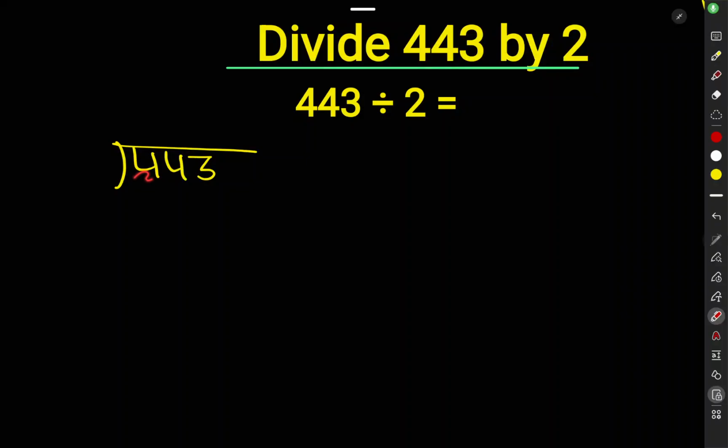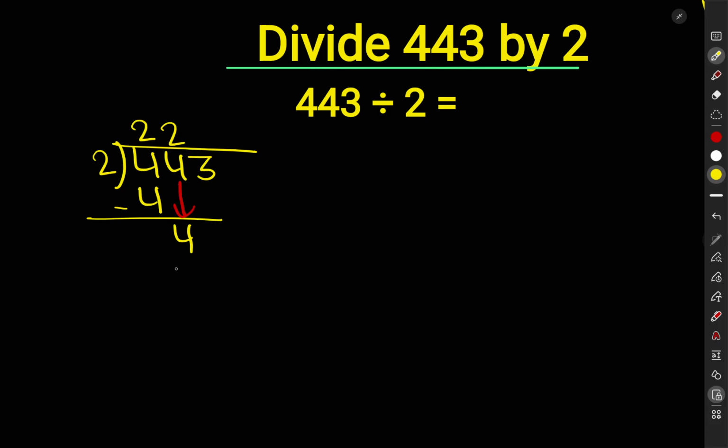We divide 443 by 2 in the long division method. 2 times 2 is 4. On subtracting it is 0. We put down this 4 and remove 0.